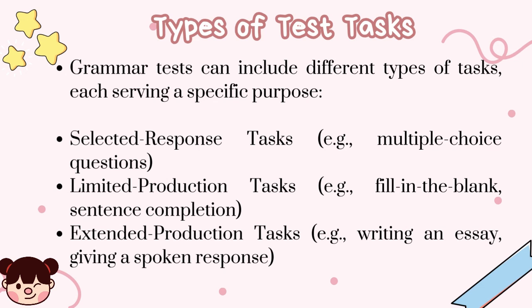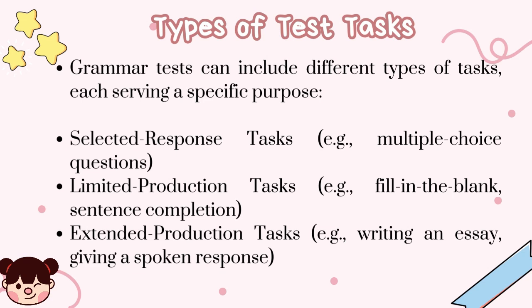For example, first, the selected response tasks, for example the multiple choice questions, are quick and easy to grade, but may not show deeper understanding. Second, the limited production tasks, or the fill in the blank sentence completion. It requires students to produce language but still within a controlled format. Lastly, the extended production tasks, such as writing an essay or giving a spoken response, provide the most realistic measure of grammar use but take longer to evaluate.